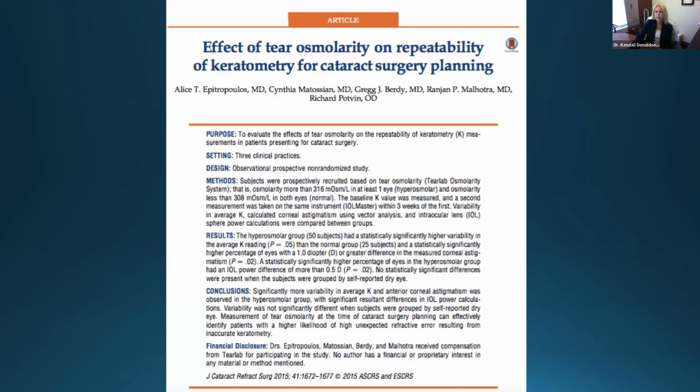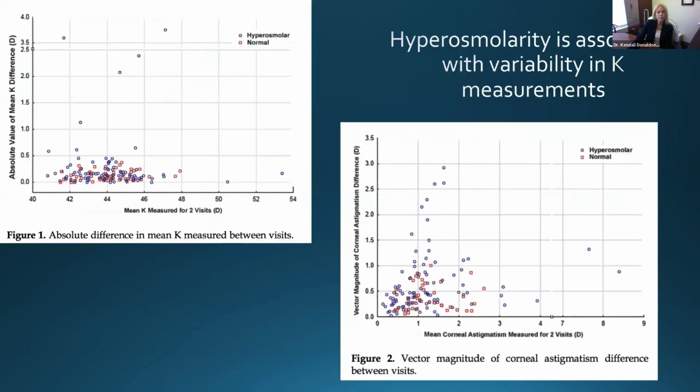There's this great study by Alice Epitropoulos that showed the effects of ocular surface disease or elevated tear osmolarity on both the power and the axis of our IOL calculations. So we can really see through this study that non-treated dry eye can really affect the power calculations and our axis if we're doing toric or astigmatism management, which has become more and more popular through the years. I find that about 30% of my patients are asking for astigmatism management during their procedures. And in a lot of practices, that may be even higher.